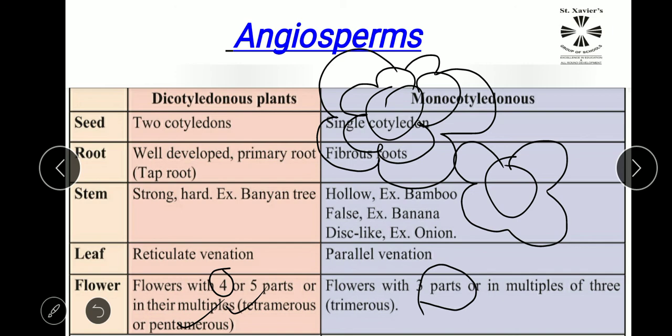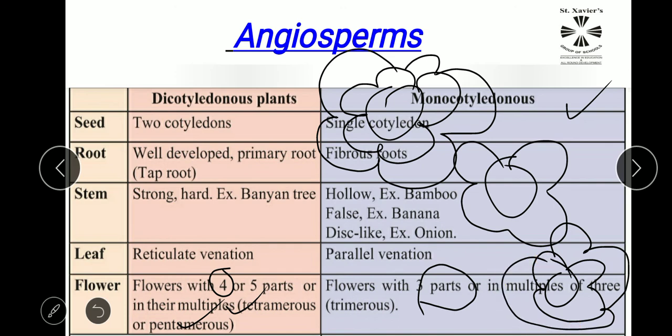And in the case of monocotyledonous plants, it is trimerous, students. That means only 3. Suppose here 1, 2 and 3. Or a multiple of 3, again 1, 2, 3. So here it may be a multiple of 3 or it is only 3. So this is about dicotyledonous and monocotyledonous plants.